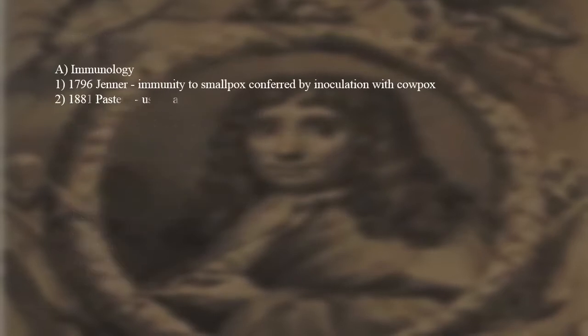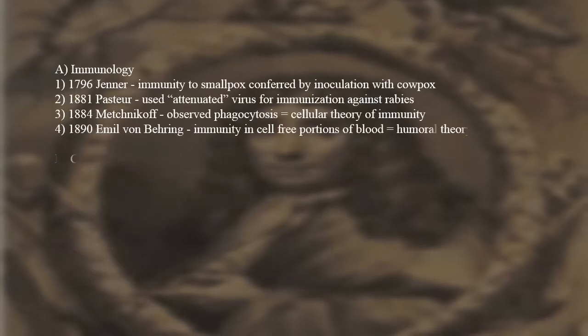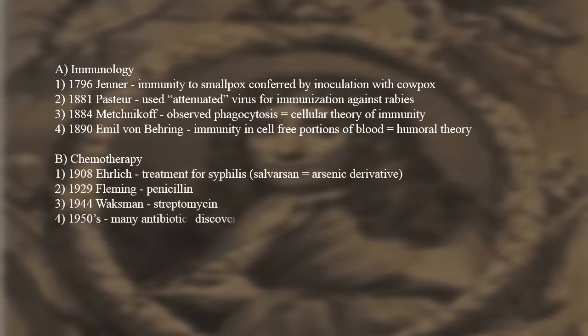In immunology, in 1796, Jenner proved that immunity to smallpox was conferred by inoculation with cowpox. In 1881, Pasteur used the attenuated virus for immunization against rabies, and in 1884, Metchnikoff observed phagocytosis and proved the cellular theory of immunity. In 1890, Emil von Behring demonstrated immunity in cell-free portions of blood and proved the humoral theory.